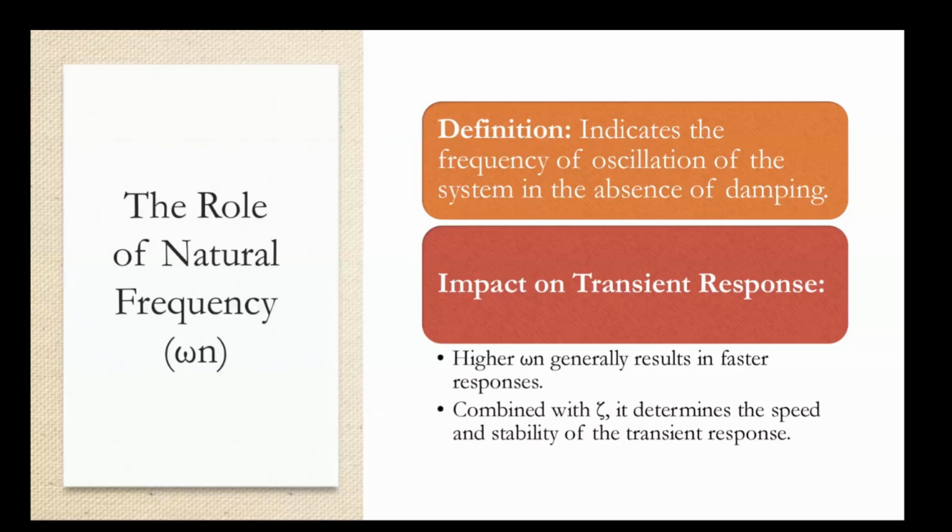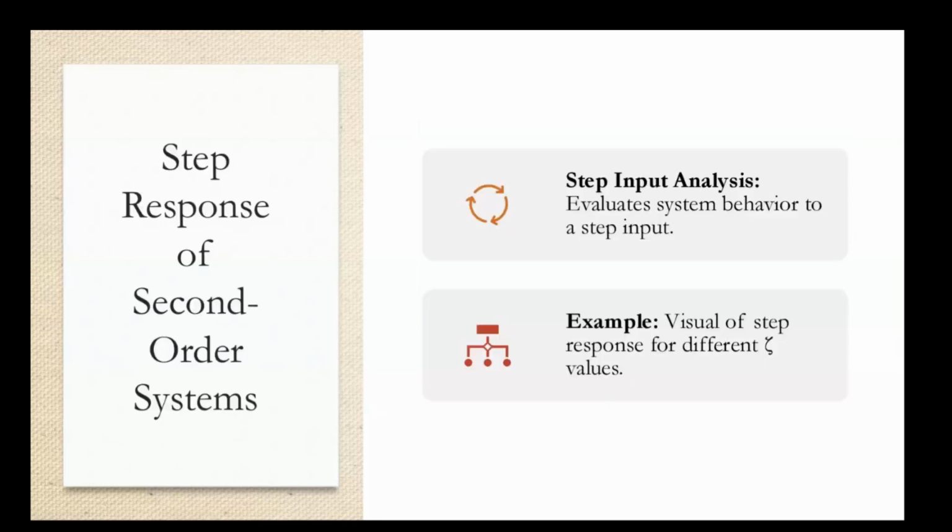The higher the omega n, generally the faster the response. And combined with the delta, it determines the speed and stability of the transient response. Now, what we are concerned with is the step input analysis of the second order system. So what is the step input analysis?